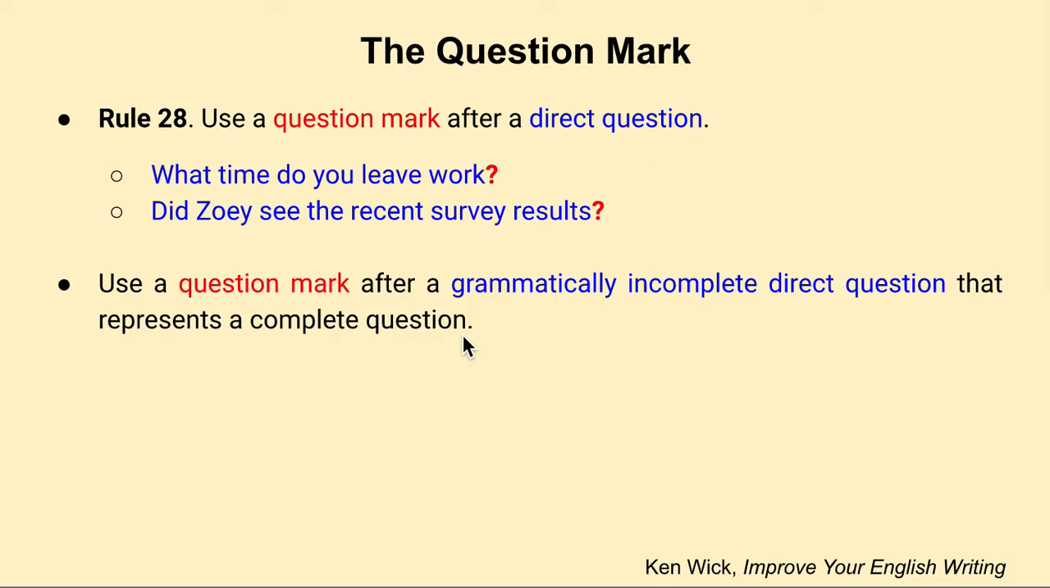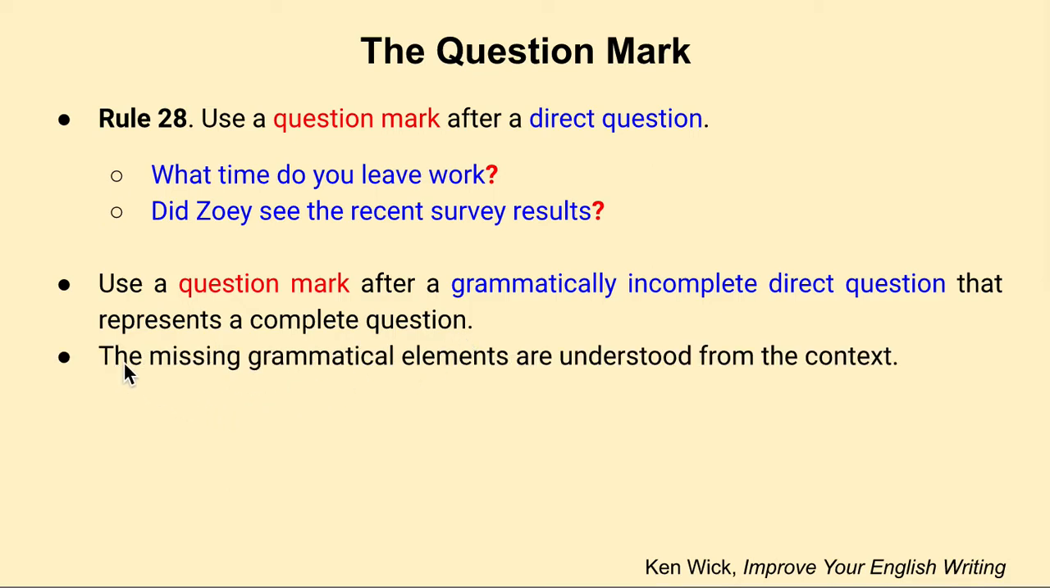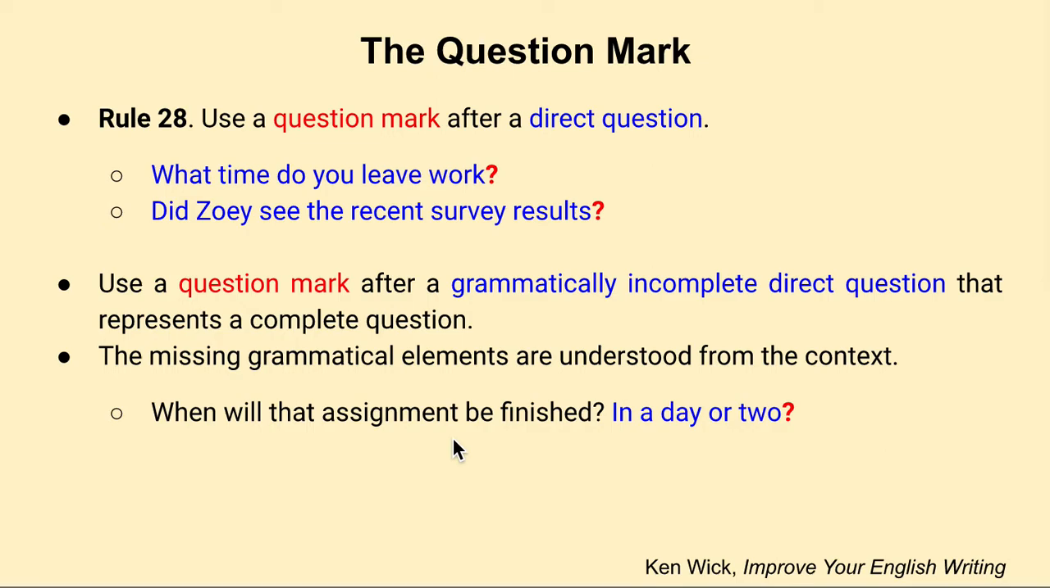So what does that mean? Let's just look at an example. The missing grammatical elements are understood from the context. So an example would be: when will that assignment be finished? Question mark. In a day or two? Question mark. Here, in a day or two is a grammatically incomplete sentence, but represents a complete sentence, like when will that assignment be finished? Will it be finished in a day or two? That's probably what in a day or two represents.